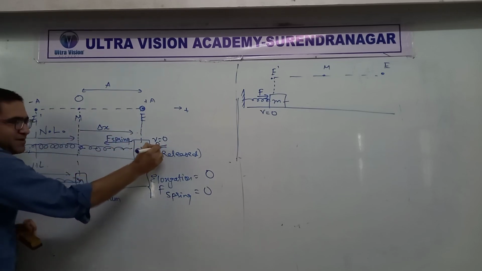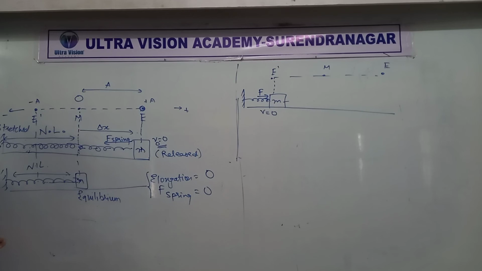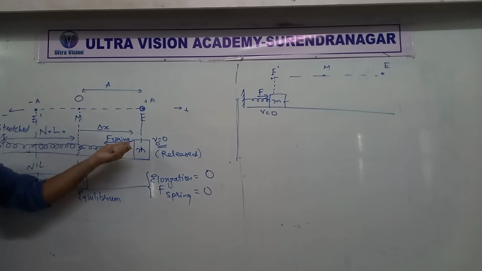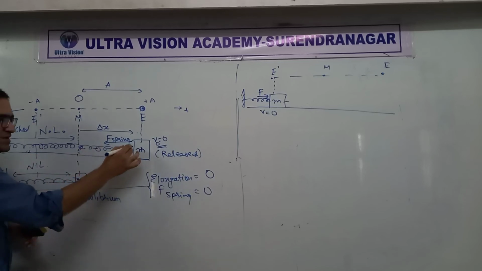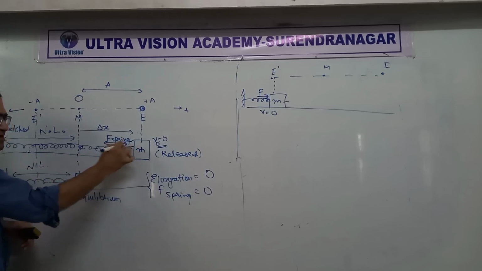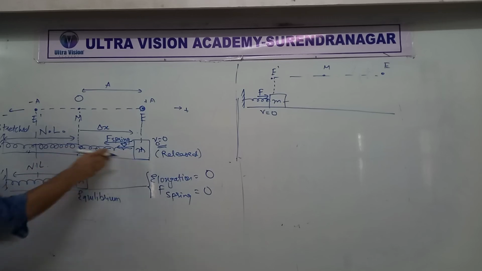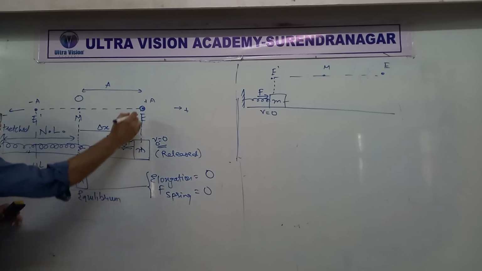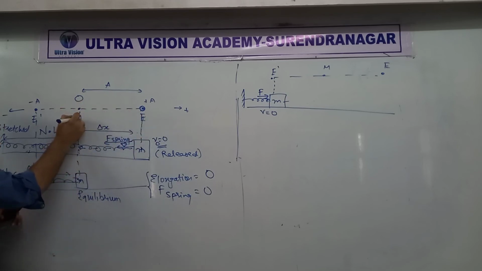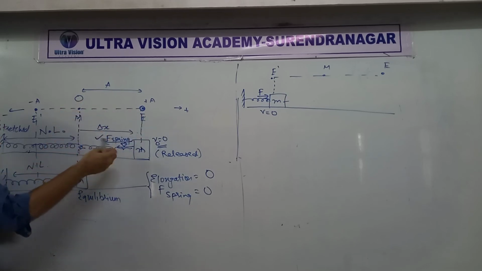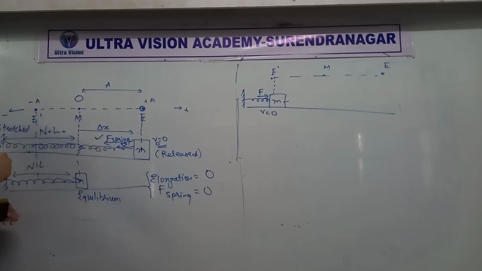Over here, this was at rest, correct? Now the spring force is acting towards left side. So gradually the velocity will increase towards the left side, correct or not? And till this point, between E and M, the force by spring is always towards left side. Do you agree, everyone? Yes, no?